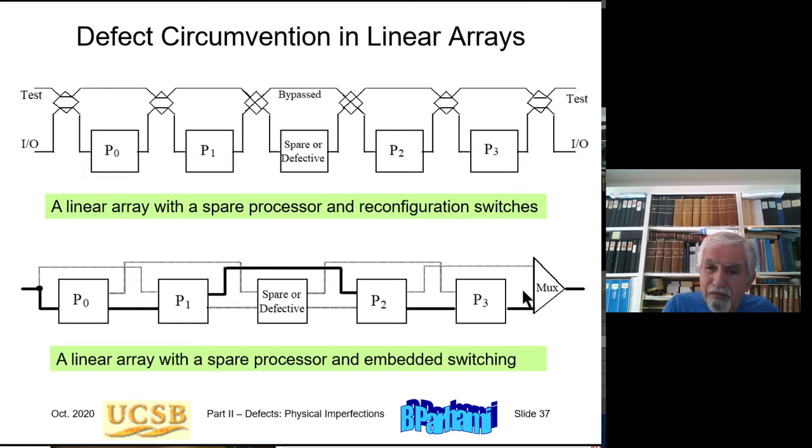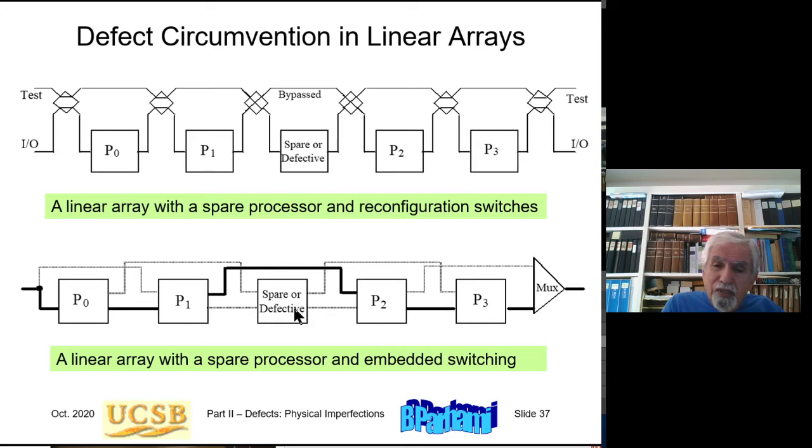the heavy line. And then you need a mux at the end because the primary output can come from this unit or from this unit. So the hardcore has now been reduced to just this mux. Therefore, less effect on reliability or yield. So this is known as distributed reconfiguration.